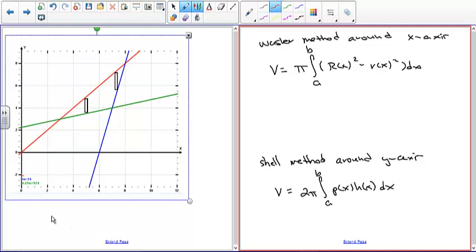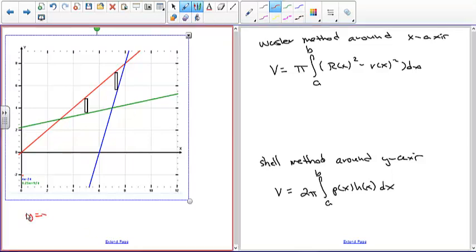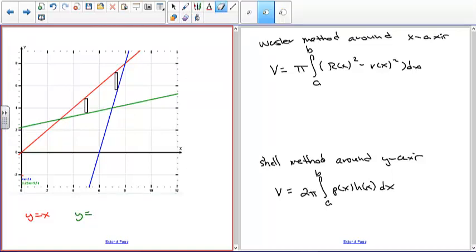Let me just write the equations. Y equals x is the red curve. The green curve is y equals x over 4 plus 9/4. The blue curve is y equals 4x minus 24.